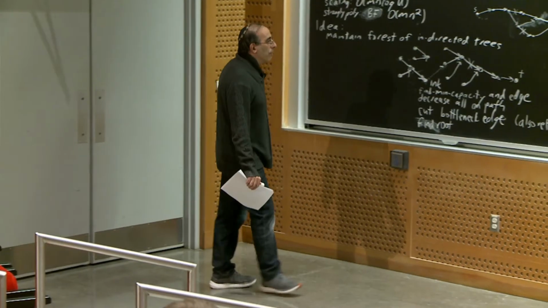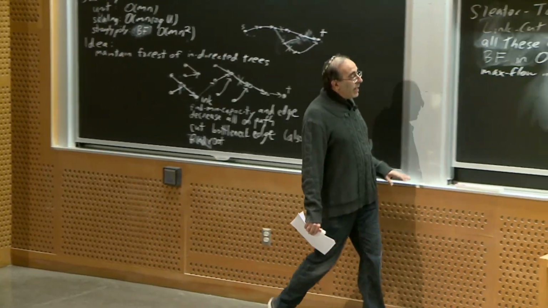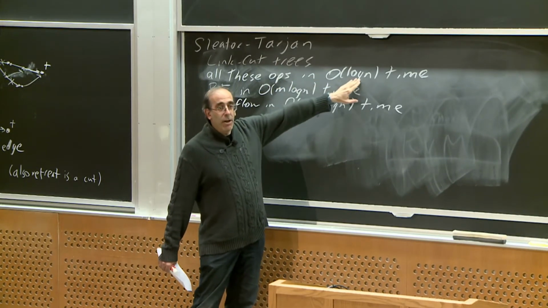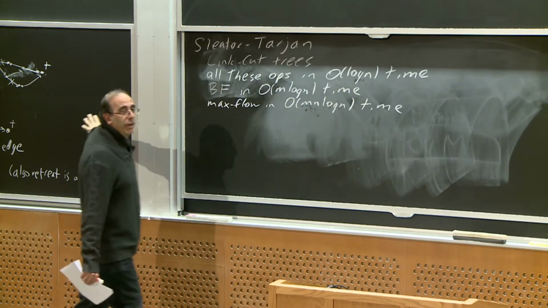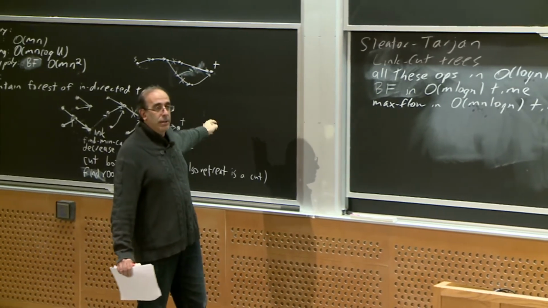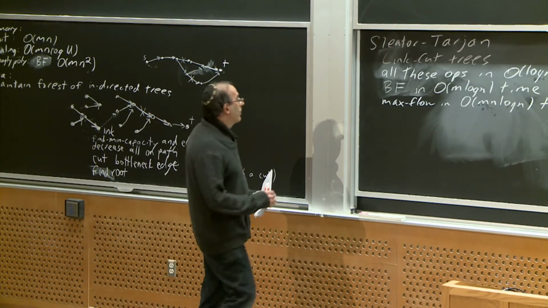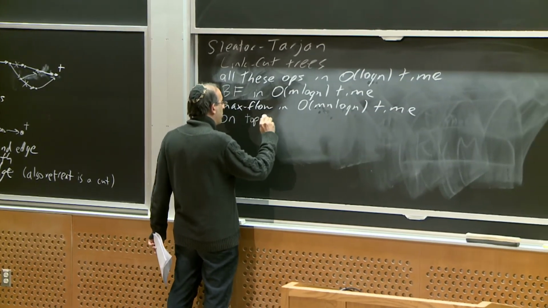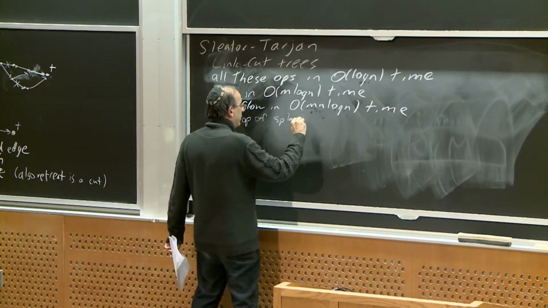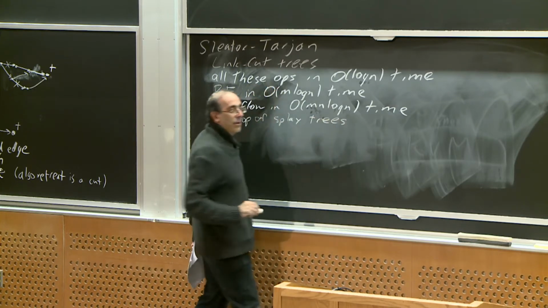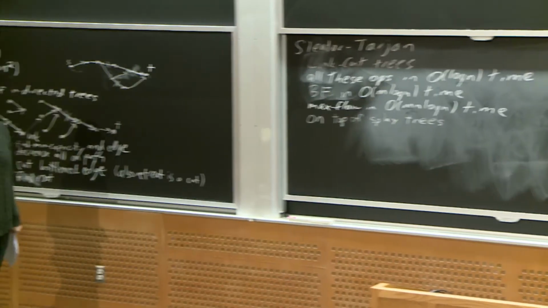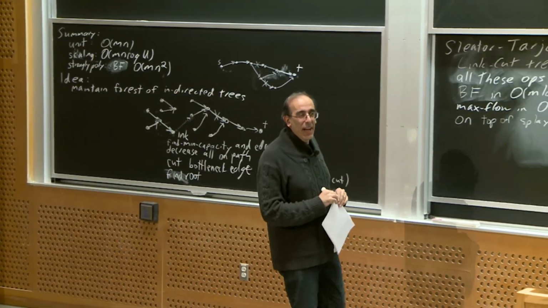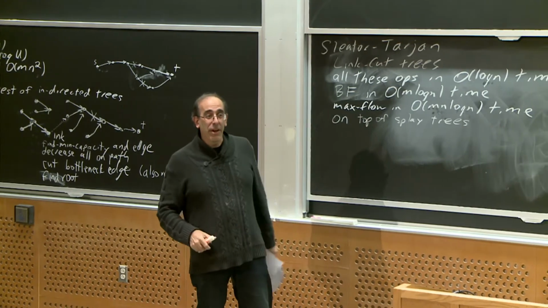All right. So how do you do this? How do you build a data structure that implements all of these wacky operations in order log n time? The answer is that you do it on top of splay trees. So you need splay trees as a starting point, and then you do this sort of goofy stuff on top of it in order to implement the operations that we need.